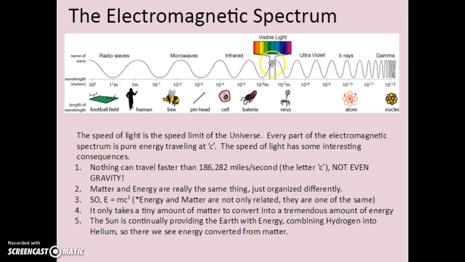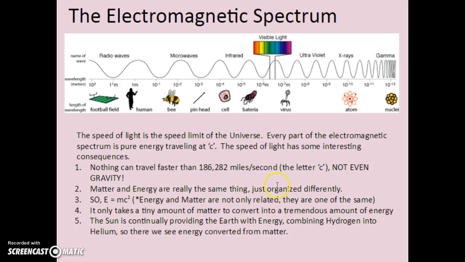The speed of light is the speed limit of the universe. Every part of the electromagnetic spectrum is pure energy traveling at c, the speed of light. The speed of light, though, has some very interesting consequences. So here are some factoids. Nothing travels faster than the speed of light, 186,282 miles per second, and it's the letter c. Not even gravity can travel faster.